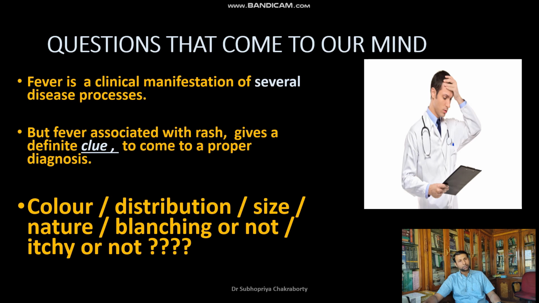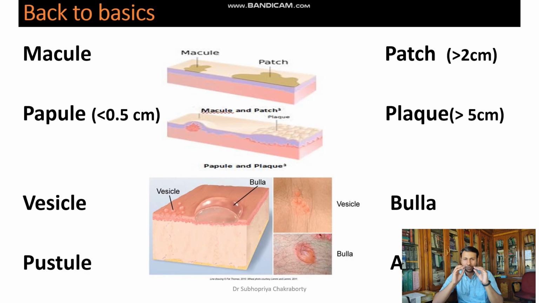So let's come back to the basics. Macule and patch. Macule is a flat thing that increases in size to become a patch. Papule is less than 0.5, elevated from the skin surface. When a papule increases in size, it's known as a nodule. Plaque is a very irregular part of the skin. Vesicle and bulla. Vesicle is a smaller thing, and when it increases in size, it becomes a bulla. Pustule to an abscess. So let's go to the differential diagnosis of fever with rash.